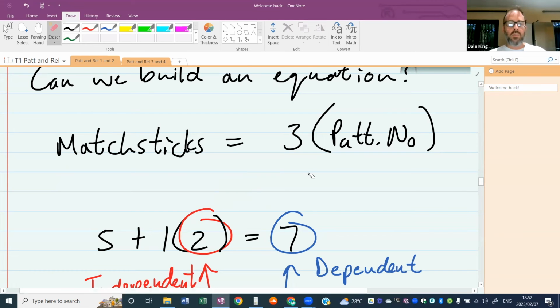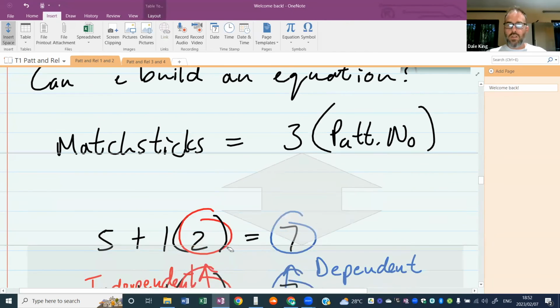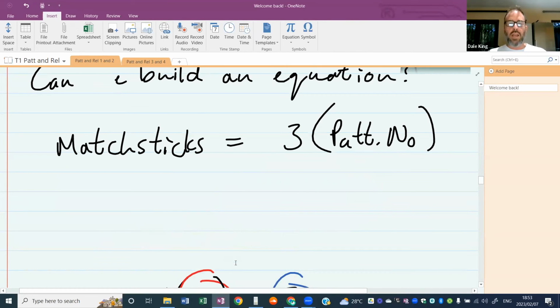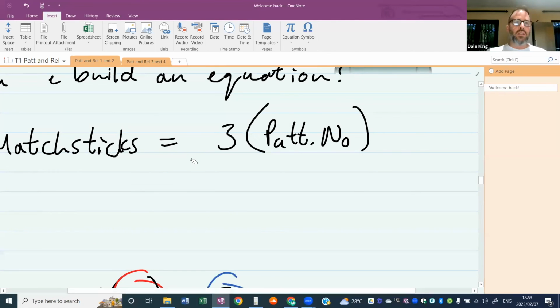Okay, so I'm going to do something similar. I'm going to take the pattern number and multiply it by the 3, which is the constant difference that we had in our pattern. We're adding 3 every time. So I want you to put the 3 in front there. Now, we're going to test this.